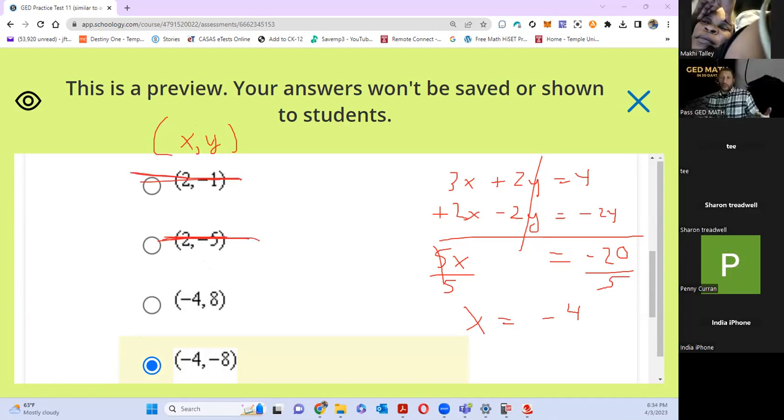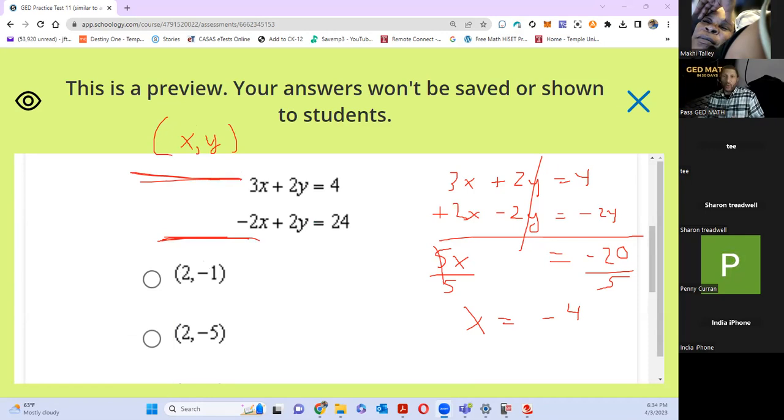But for the last two, x is -4, but they have two different answers, 8 and -8. What do we do now if we know x is -4? We have to plug it in. Which equation should we plug it into? Does it matter? It does not matter. So I'm going to plug into the first one.